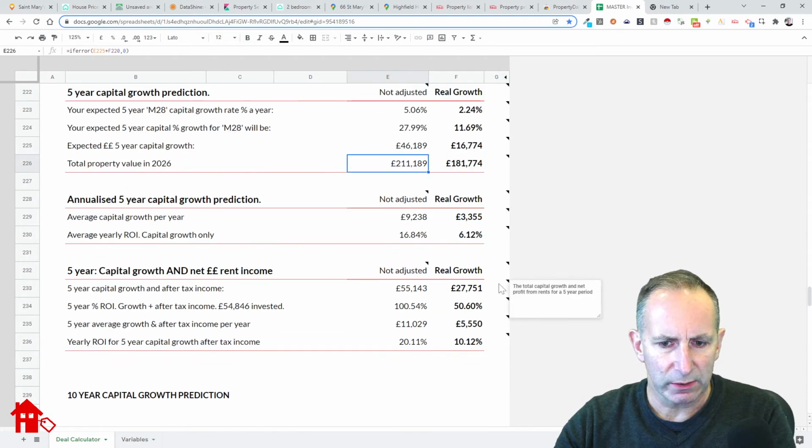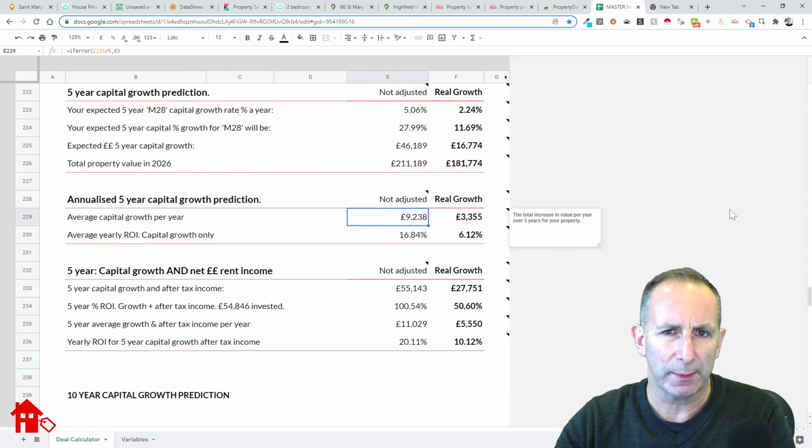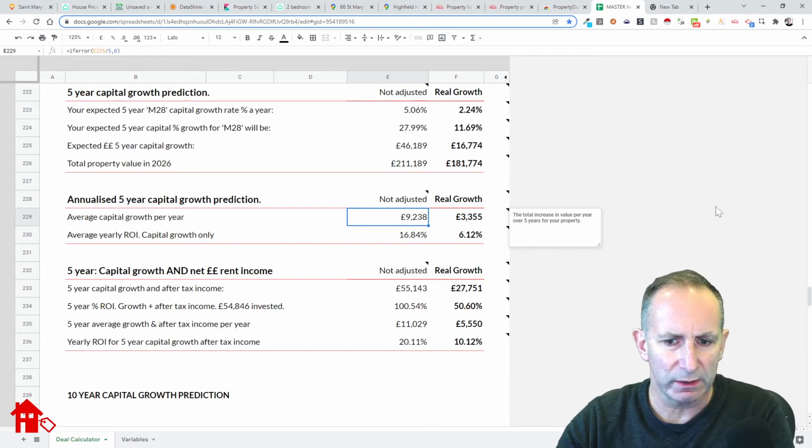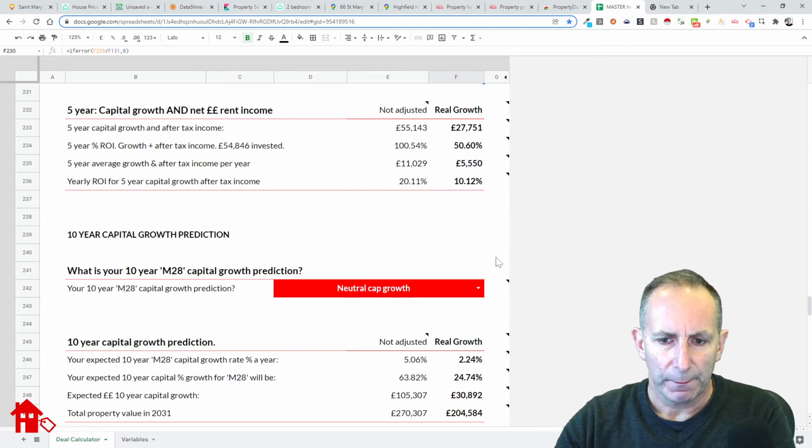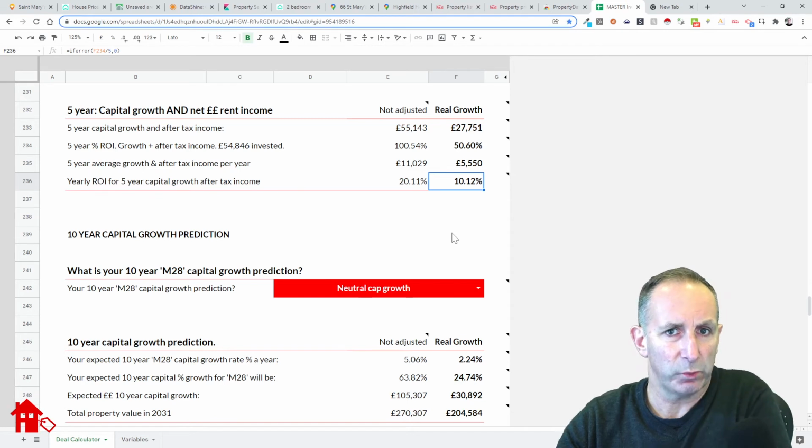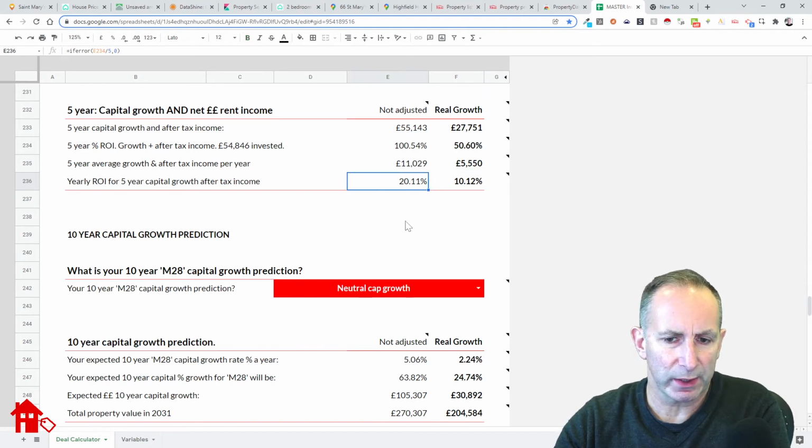And we can see that the total average return on capital growth, in other words, the growth per year, is just over £9,000. And that makes the return on investment just on capital growth somewhere around 6%. That's awesome. But what about if we combine the rent income and the capital growth? Well, in real terms, real wealth gain, I've got a 10% return on investment. If I do it nominally without adjusting for inflation, that's 20% per year, which is really quite good, in fact. So the numbers are quite attractive.